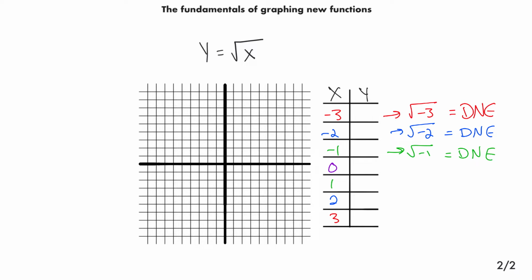The first number I picked that I can actually plug in is 0 because the square root of 0 is asking what number times itself is equal to 0? It's 0. So I got my first coordinate, 0, 0. Then I'm going to plug in 1. The square root of 1 is really asking what number times itself, that's what a square root says, what number times itself is 1? The answer is 1. 1 times 1 is 1.